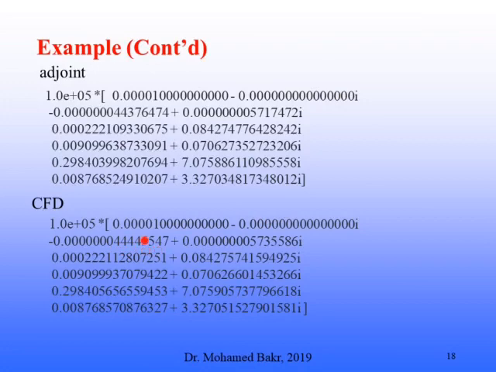Maybe to the third or fourth digit, you start to get some difference between the adjoint sensitivities and CFD. But the cost is really 1 over 12 of the CFD. And of course, if you have a huge number of parameters and if one simulation takes a long time, the computational gain that you achieve from using this method can become very large.